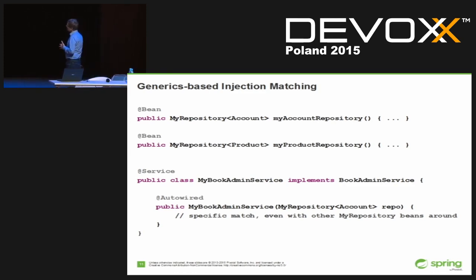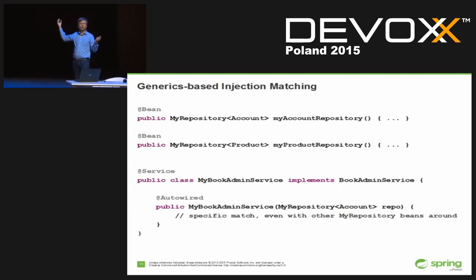We do full generics-based injection matching as of Spring Framework 4, which means that if you have, for example, admin methods that say like my repository of account, my repository of product, we're going to fully honor the descriptiveness of that type declaration. So 2 admin methods, 2 beans in your system, one specifically declared as a my repository of account and one as a my repository of product. In another part of your system, like in my bookadmin service down here, where you request injection of a my repository, you can also say, I want a my repository of account.